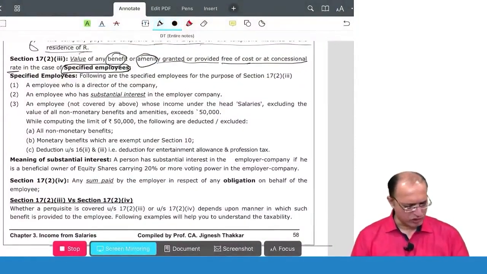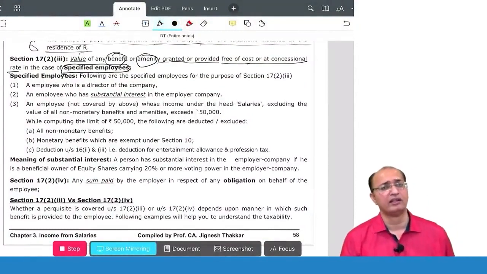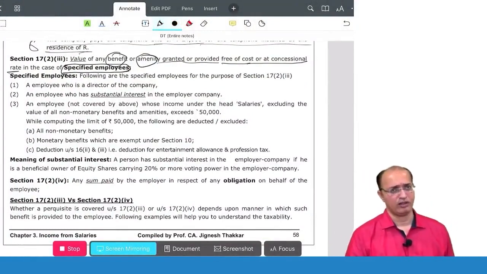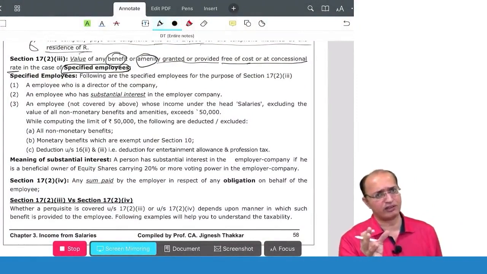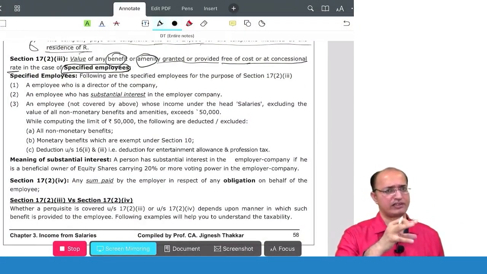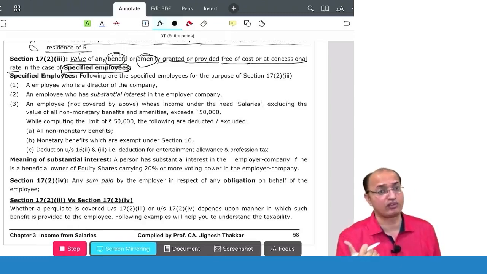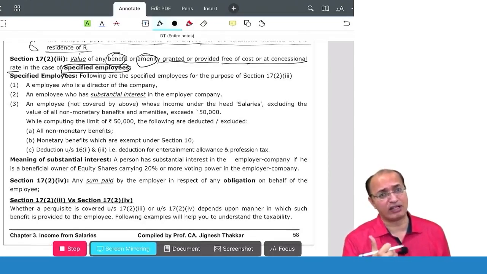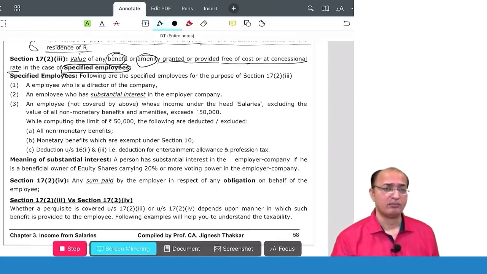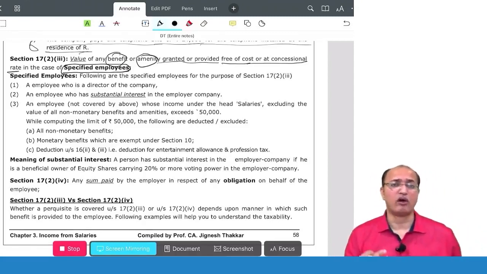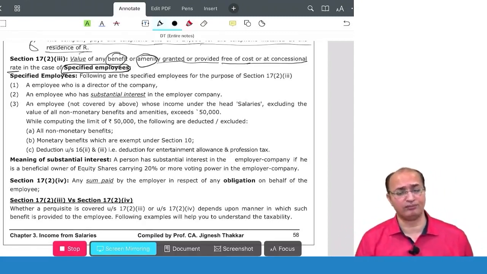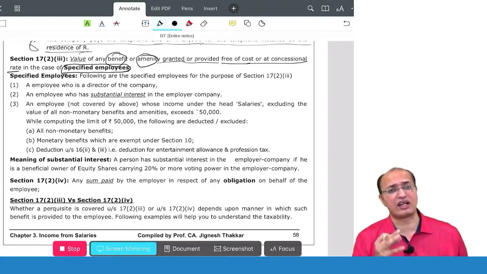So now the question arises, what do you mean by specified employee? You know that if the perquisite is covered by 17(2) clause 3, it is taxable only in case of specified employee. If it is covered by 17(2) clause 4, it is a monetary perquisite, and it is taxable in case of specified employee as well as non-specified employee. But the point is, what do you mean by specified employee? When can we say that an employee is a specified employee?